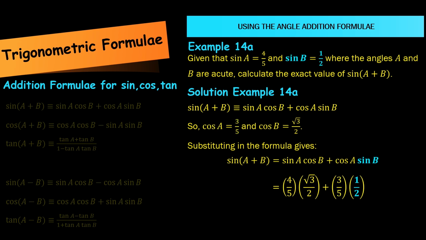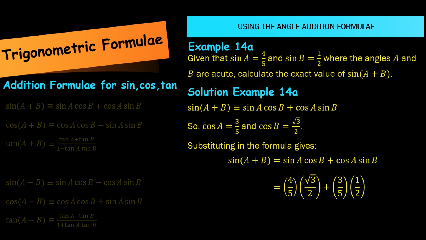expression gives us 4√3/10 plus 3 over 10, which is equal to (4√3 + 3) all over 10. Now let's take a look at part B.